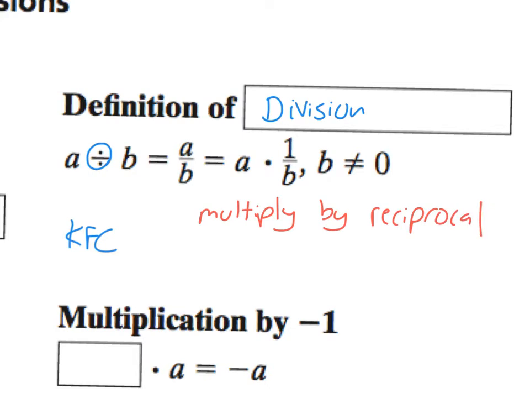Reciprocal. Spelling is important. So notice that B is actually B over 1. So when you flip that, you get 1 over B. Keep the A, flip the second one, and change it. KFC.